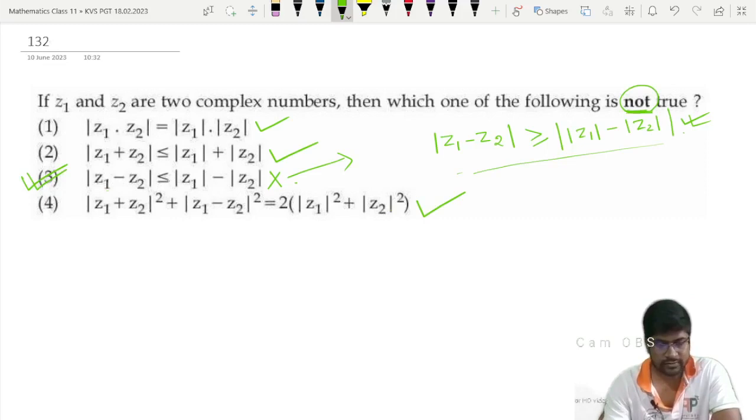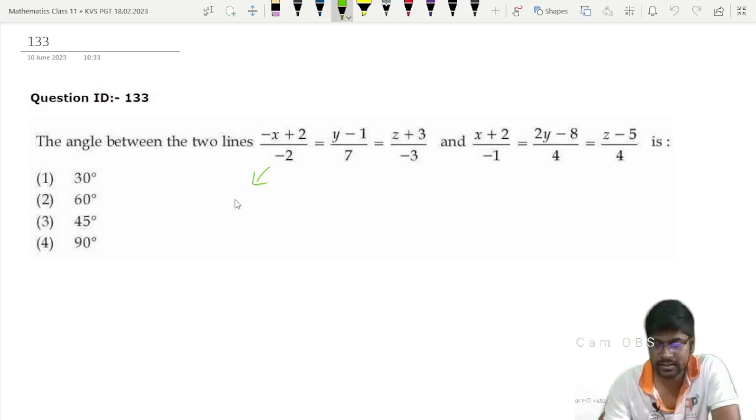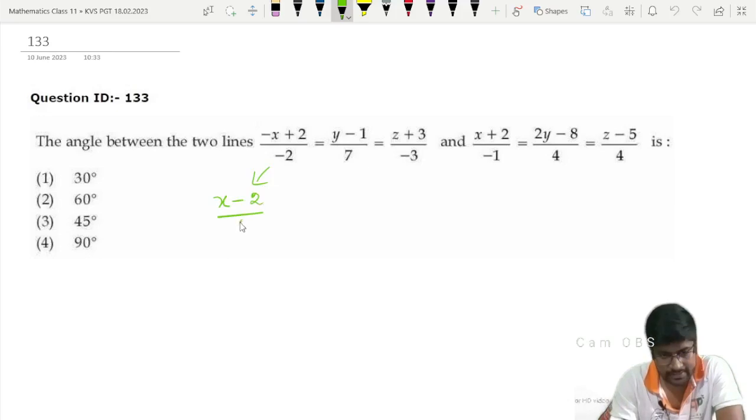Now let's move to question number 133. The angle between the two lines, this and this, is what? For finding the angle between these lines, first we have to convert the equations of the lines into the standard form. The first equation I will rewrite as x minus 2 divided by 2, multiplying by minus the numerator and the denominator, equal to y minus 1 by 7, equal to z plus 3 by minus 3. That is the equation of the first line.